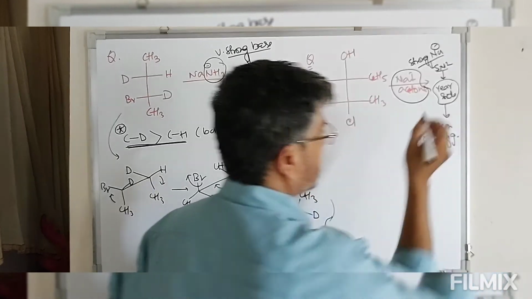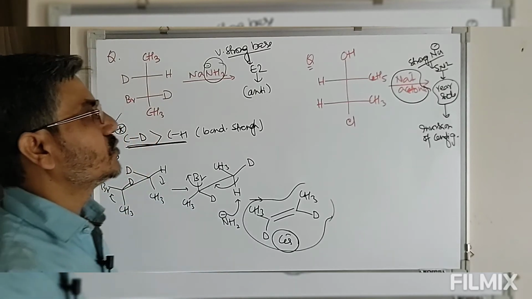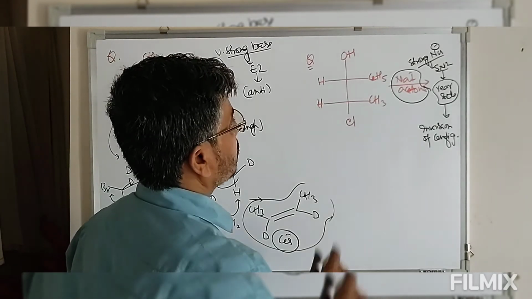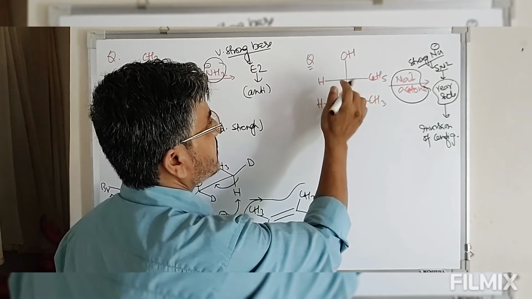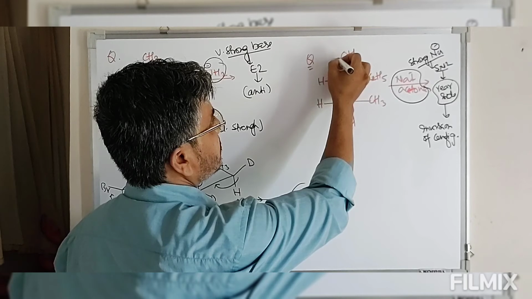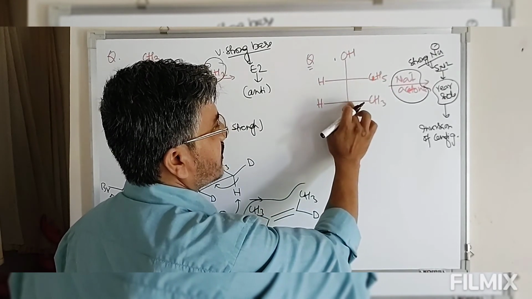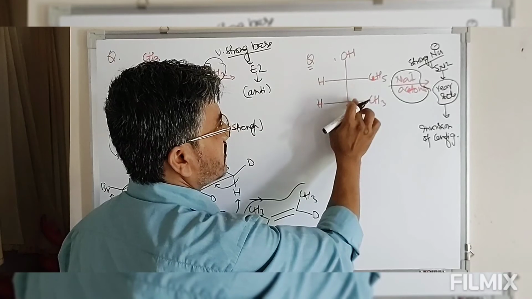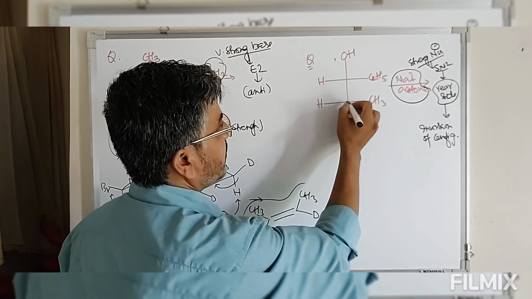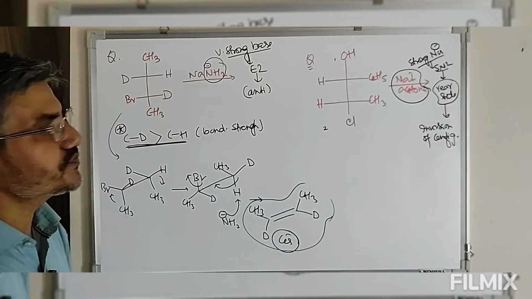Configuration आपको invert करना पड़ेगा. That means R will give you S, S will give you R. So now for this we have to see the configuration. So first let's define the configuration here. Atomic number of oxygen is greater than carbon, so we have this first preference. This is carbon, this is also carbon, this is attached to carbon, this is also attached to carbon, but this is attached to chlorine. So we have the second priority is this. This is second priority, atomic number rule.